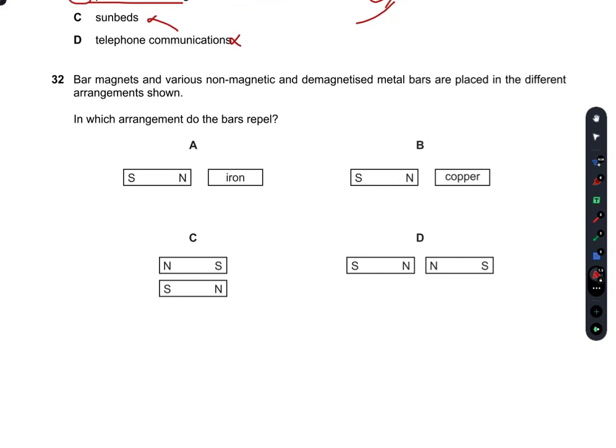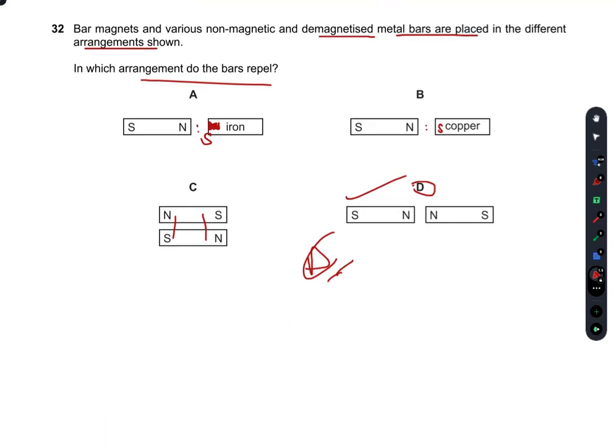Bar magnets and various non-magnetic and demagnetized metal bars are placed in different arrangements. In which arrangements do the bars repel? So S would be made here, and this would attract. Similarly, S would be made in this copper and these would attract. These are already attracting, N with S and S with N. In D, N would repel N, which means D is the arrangement in which the bars repel. So D is the right answer.